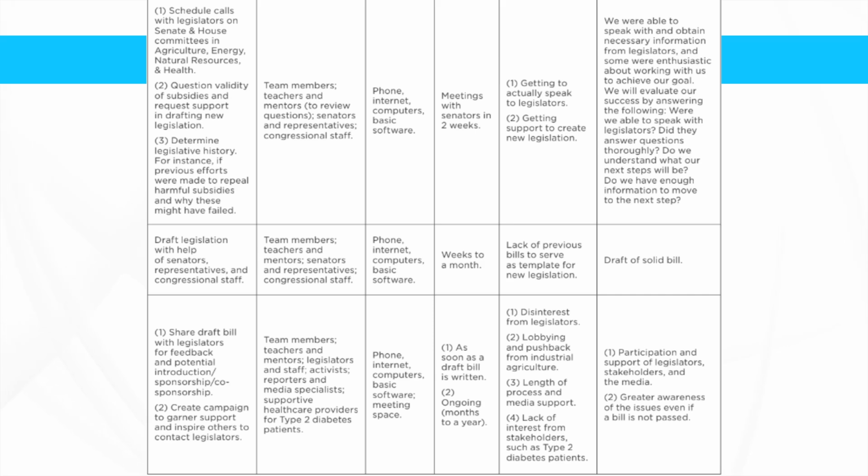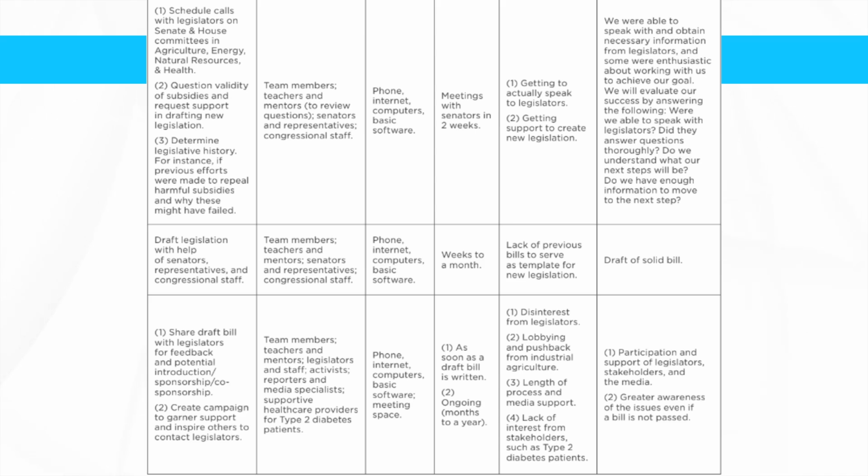I'm going to list out in this example a few action steps that we could take, and then I'll go through one action step where you go through the entire process of listing out each one of the things needed, including individuals, resources, timeline, difficulties, and what success looks like. So our action steps to reaching this goal can be first to schedule calls with legislators on Senate and House committees in agriculture, energy, natural resources, and health. We can question the validity of subsidies and request support in drafting new legislation. And we can determine legislative history, for instance, if previous efforts have been made to repeal harmful subsidies and why these might have failed. This is going to be our first action step.